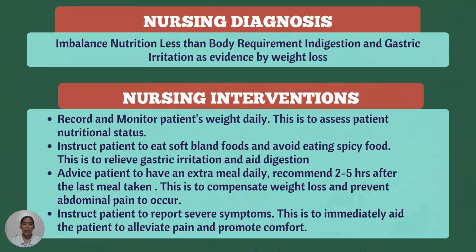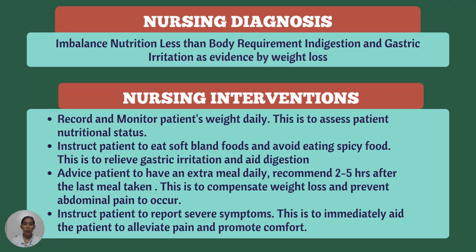An example of this nursing diagnosis is imbalanced nutrition, less than body requirements, related to impaired digestion and gastric irritation, as evidenced by weight loss. So our nursing considerations that we are going to give to our patient: first, to record and monitor the patient's weight daily. This is to assess the patient's nutritional status.